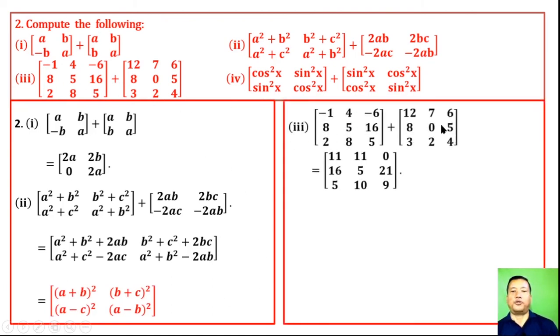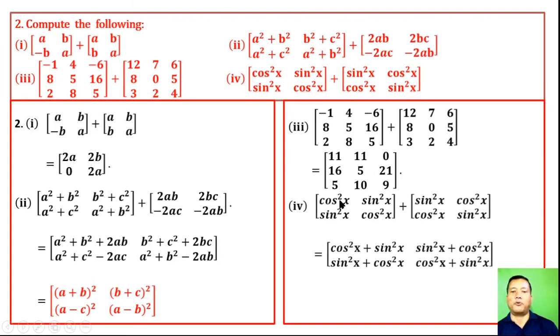For Roman number 3 corresponding minus 1 or 12 is 11, 4 plus 7 is 11, minus 6 plus 6 is 0. So now I is 16, 5 plus 0 is 5, 16 plus 5 is 21, 2 plus 3 is 5, I plus 2 is 10, 5 plus 49.